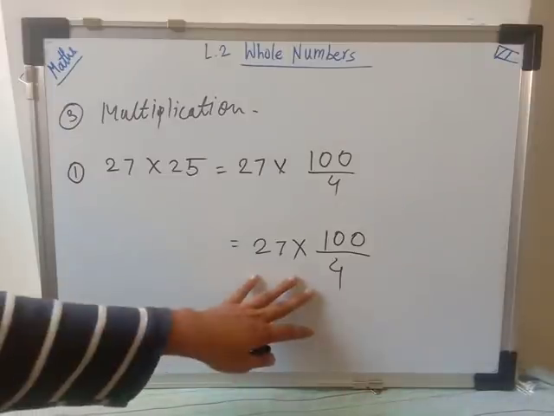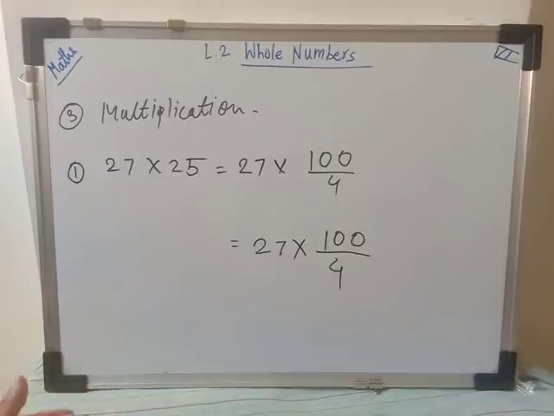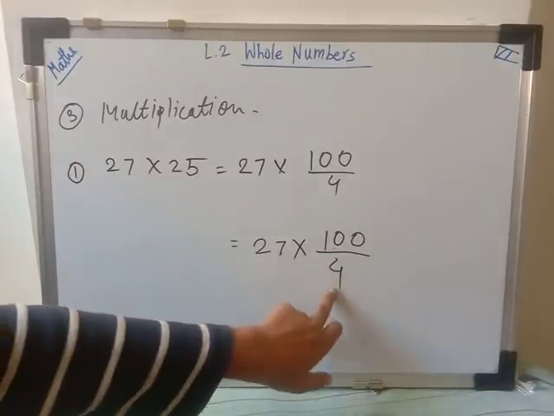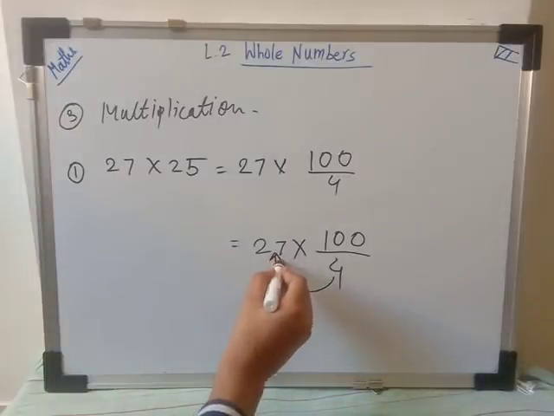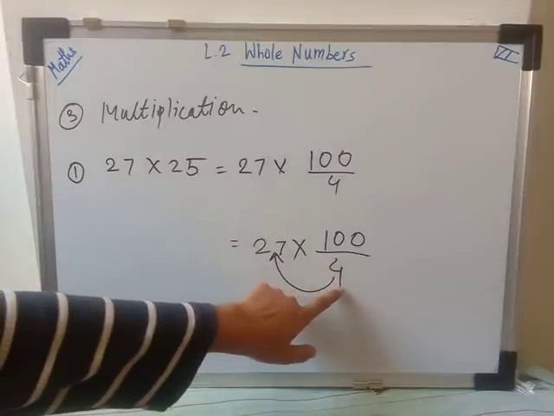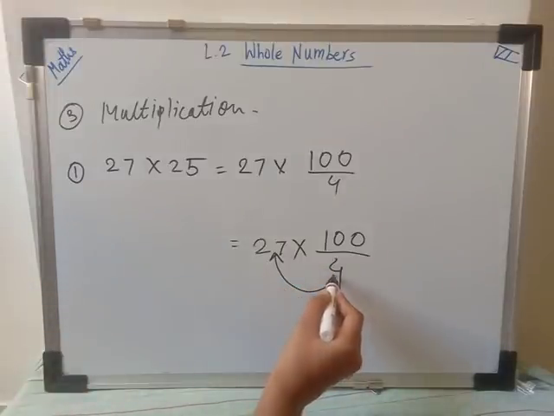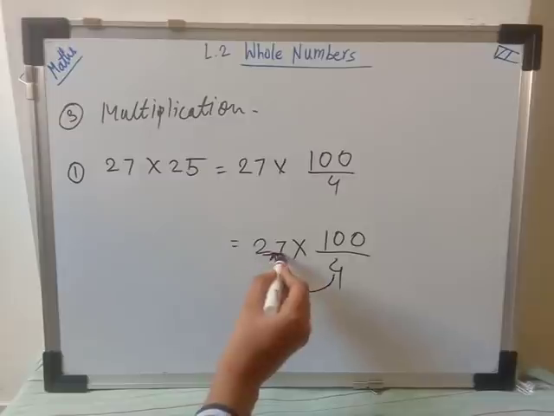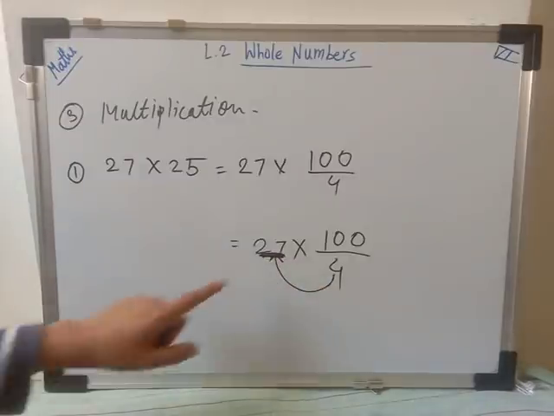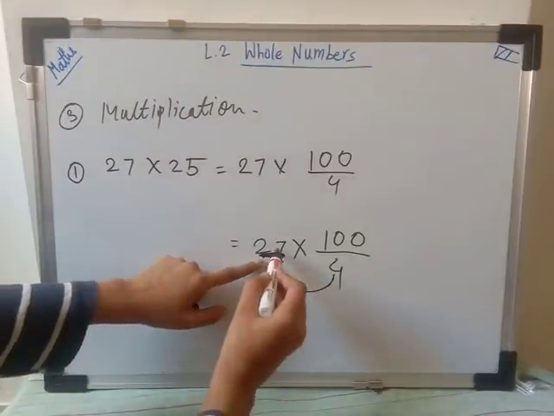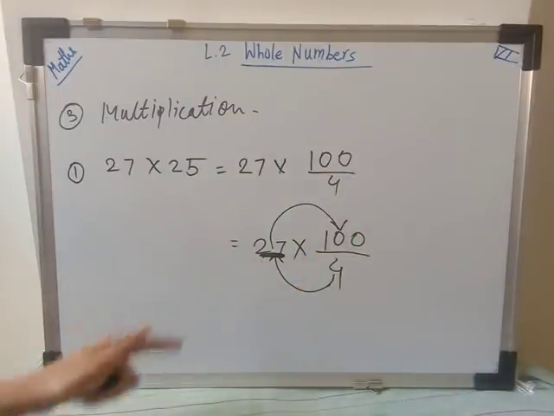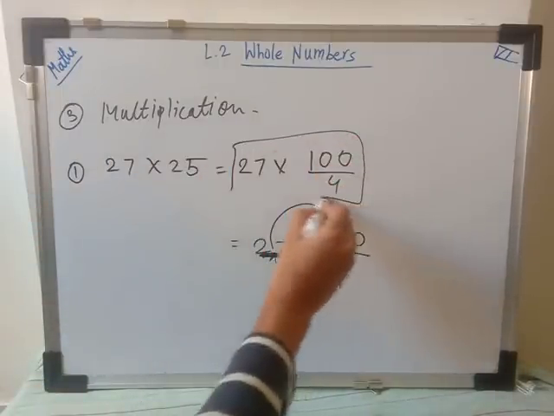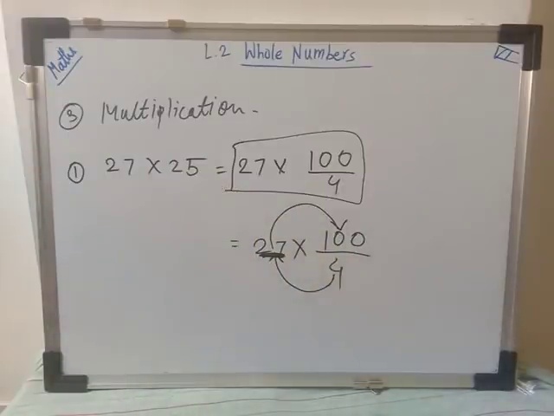In this form, whatever denominator is there, it is always divisible by these numbers. It means when you have to change their place, at that time you have to divide this denominator by this number, and this number you have to multiply with this number. This is the mathematical rule for this type of equation.